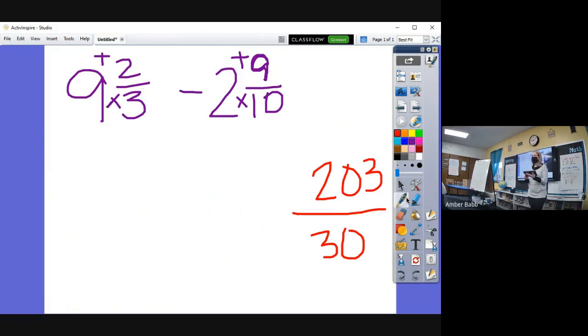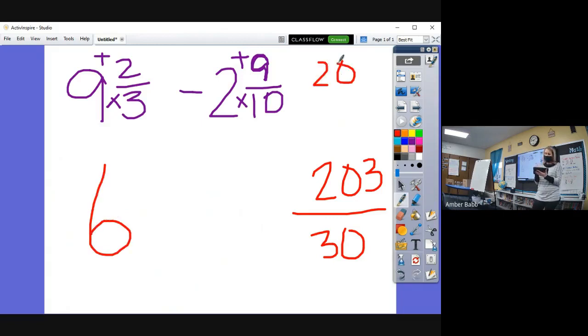So how many times do we think 30 can go into 203? Let's count. Counting by 30s is the same as counting by 3s. I can go 30, 60, 90, 120, 150, 180. Can I get closer than 180? No, the next one would be 210. So 180 would be 30 times 6.